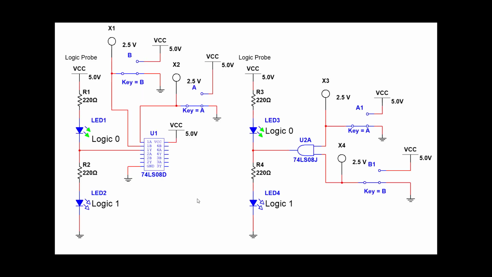Here I have the operating Multisim circuit. And here's our logic probe, and here are our inputs. When the light is off, it's 0. When the light goes on, the little probe, it's a 1. So we're going to go through the truth table here.